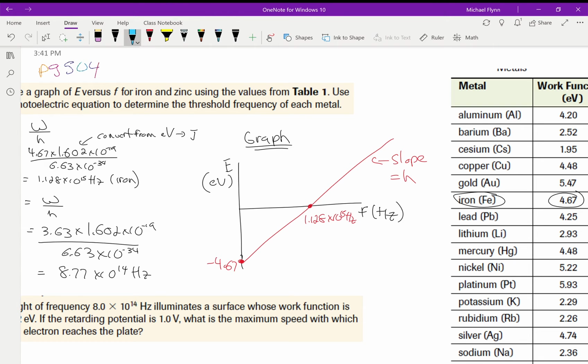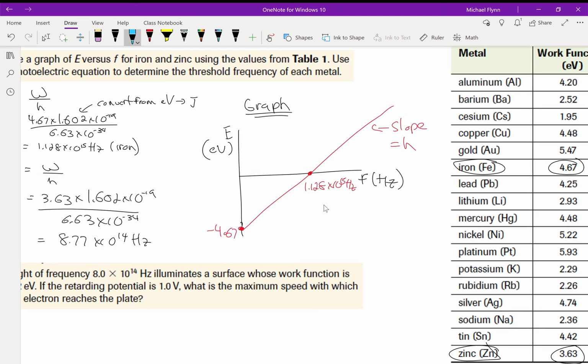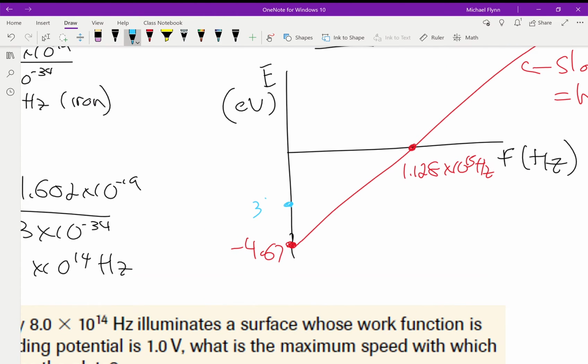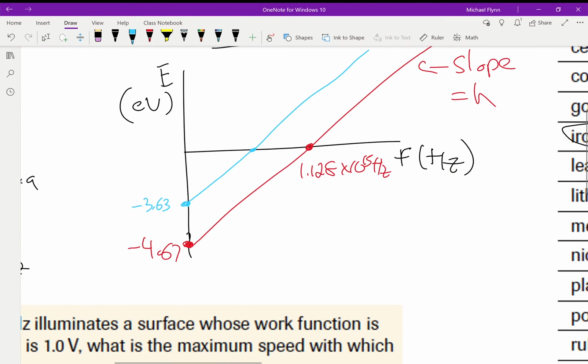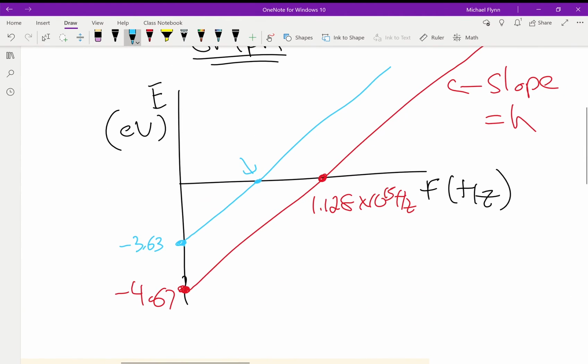Now, let's do the same thing for zinc. I'm going to use blue for zinc. So zinc, it's 3.63, so we would go down here. It's just a sketch. Here, let me zoom in so I can make it a little nicer. So negative 3.63 down here. And then that is going to have the same exact slope. Different x and y intercepts, but the same slope. So here, that frequency would be 8.77 times 10 to the 14.